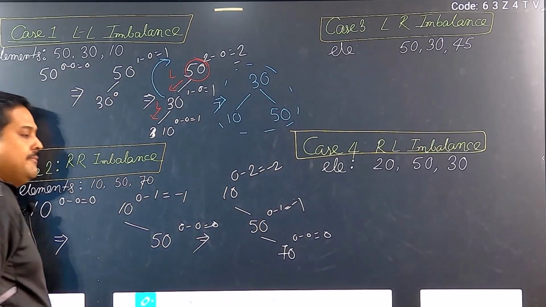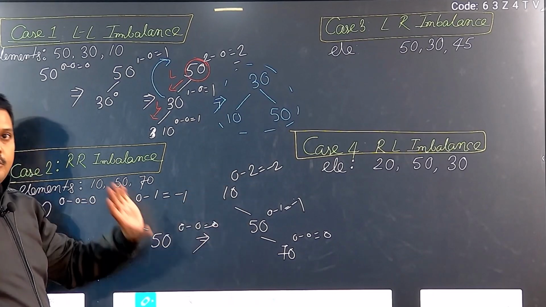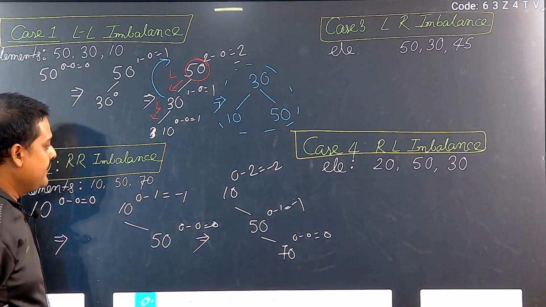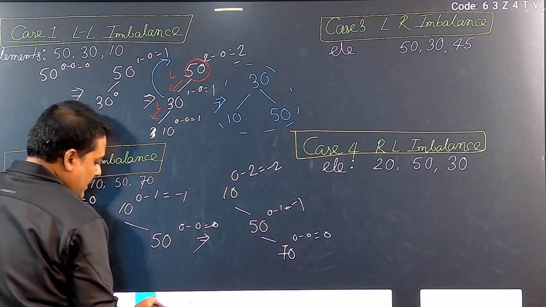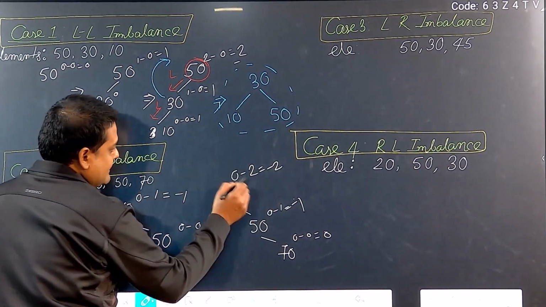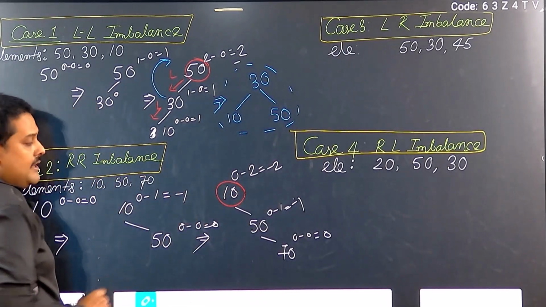So, what is the problem? Minus 2 is the problem. We know we do not want a value of minus 2 as a balance factor. So, what will we do? We will rotate. Where does the problem arise? The problem arises here at 10.